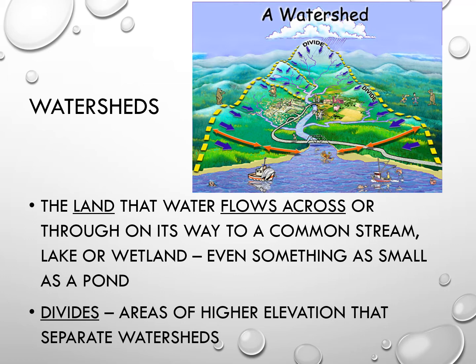Watersheds are divided by what are called divides, and divides are just simply areas of higher elevation that separate watersheds. So these could be mountain ranges or just hills, just anything that's going to separate the direction that the water flows. So again, a watershed is just the land that the water flows across, and watersheds are divided by what we call divides.